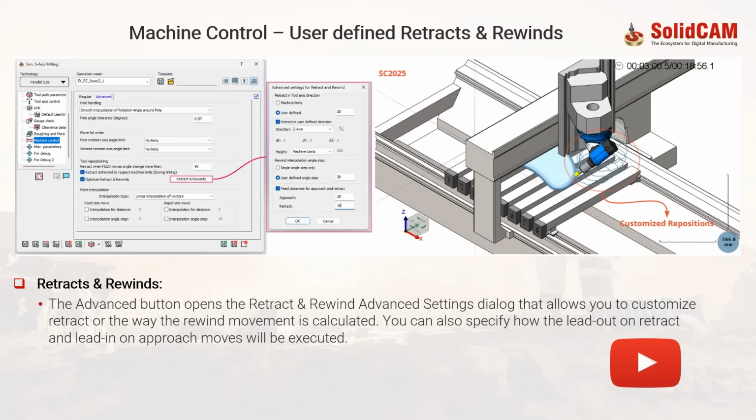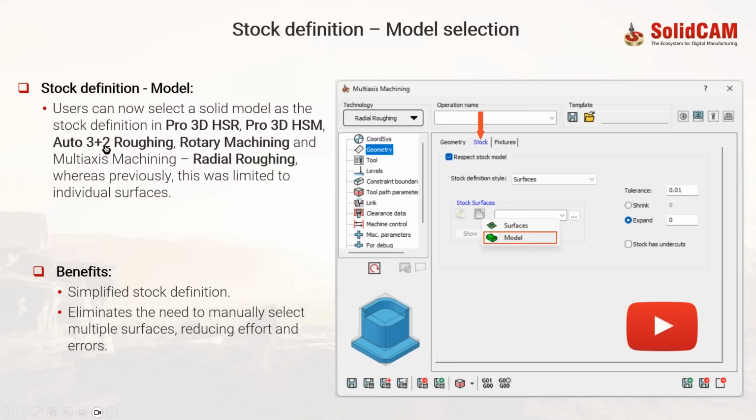Additionally, stock definition, no need in Pro 3D HSR, HSM, Auto 3+2, rotary machining, and multi-axis machining. Now you don't need to define the stock on the surfaces anymore. You can just pick the model, update the stock, done. No need to do that manually anymore.